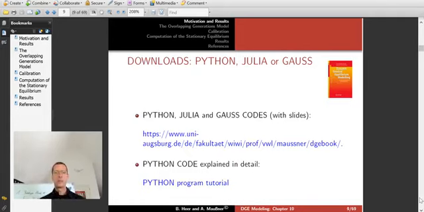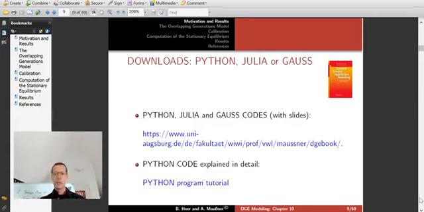Okay, now I've got some download information for you. You can download all the Python, Julia, and Gauss code together with the slides from our homepage. We also have a Python program tutorial, a Jupyter script available for you that goes through the Python code line by line, block by block. The Python code is really similar to the one in Julia and Gauss. So even if you prefer to program in Julia or Gauss, or even resort to MATLAB or R, you can use this Python script because the syntax may be a little different between the different commands, but the whole program is almost one-to-one. You can copy it one-to-one into your editor and just have to change the syntax.